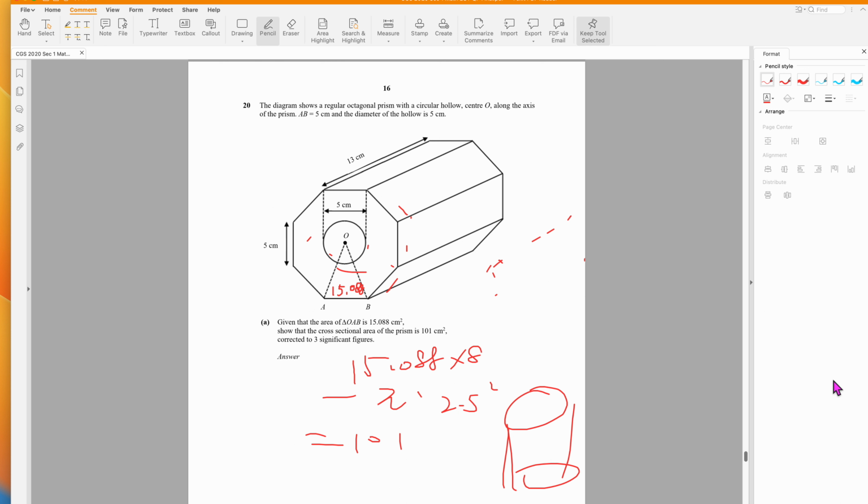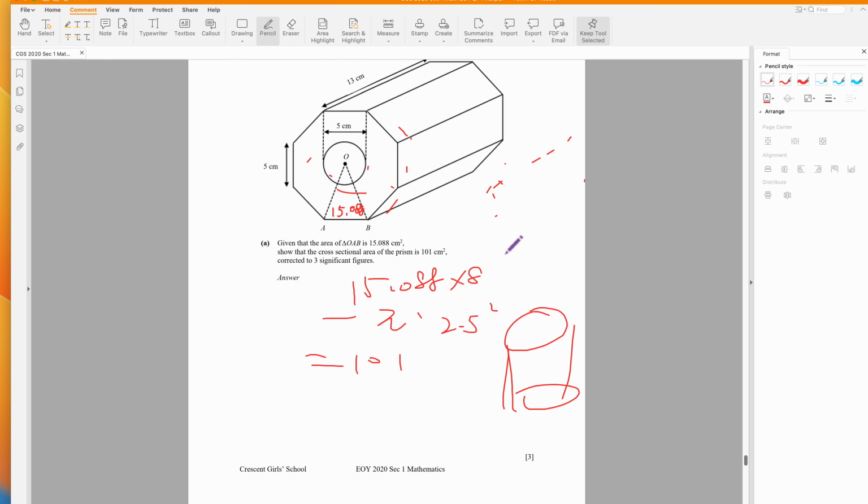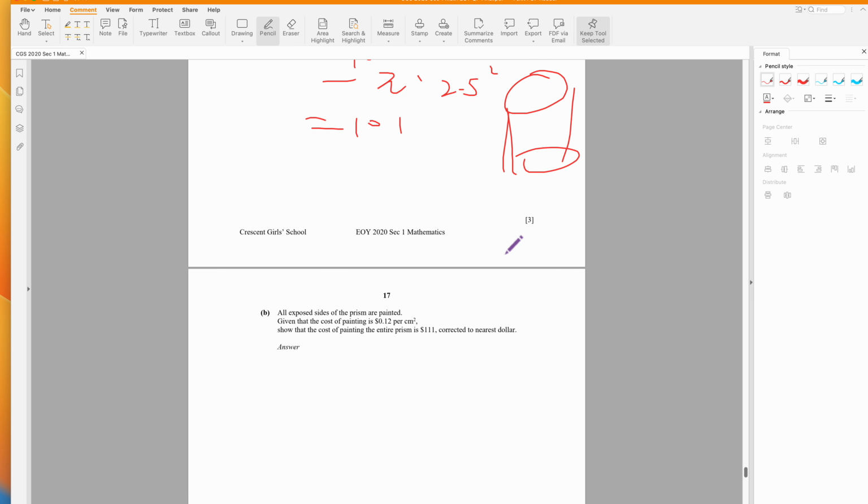Okay, correct. So I think this answer is still short of times 2. You times 2 already? Okay, good. Then they say that's not all. They say the cost of painting is 0.12 per cm square. So you still need to times 0.12. So this times the 0.12, and the cost should be $1.